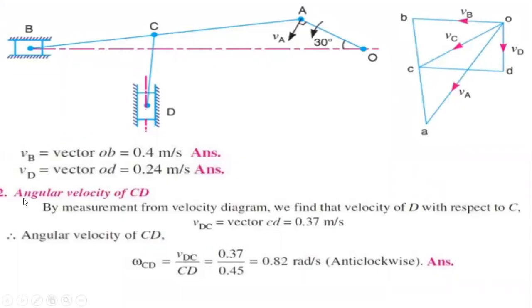Next, we need to find the angular velocity of CD, that is omega of CD. We know the vector DC, and by measurement we know the value of vector DC as 0.3 meters per second. So we have already calculated the vector DC.